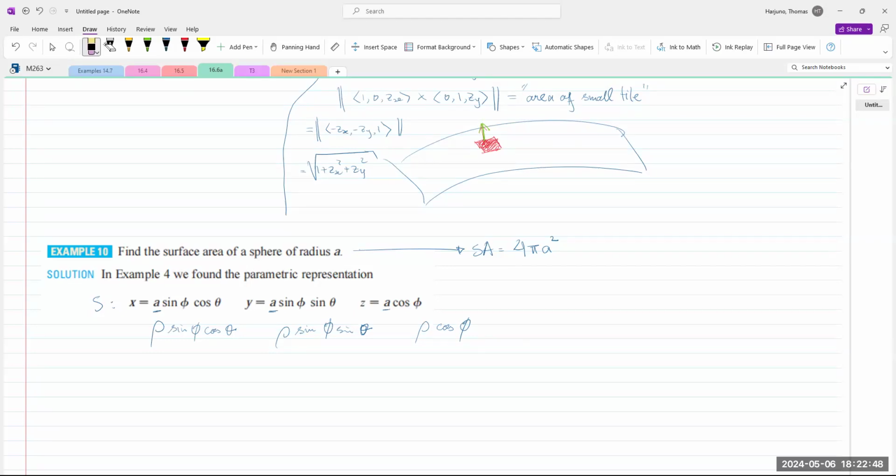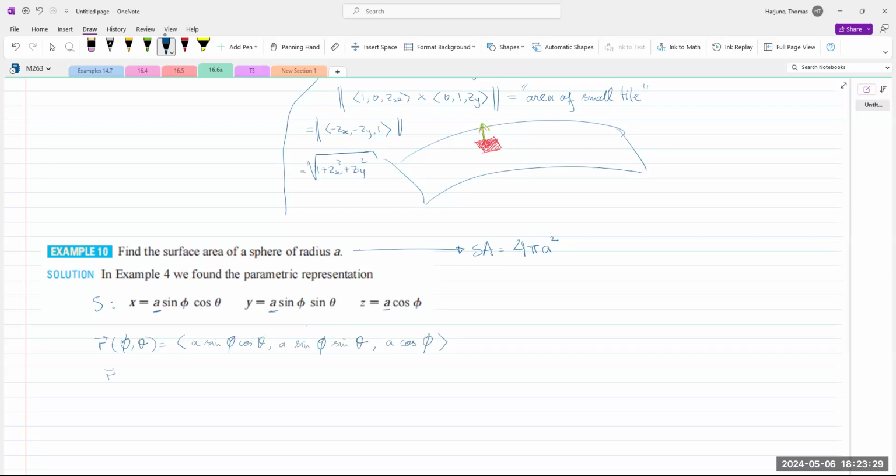Okay, so instead of giving us a ball, let's say it will give us a sphere. Now the setup is actually painful, but let's do it at least once, right? So r of phi, theta equals a sine phi cosine theta, a sine phi sine theta, and a cosine phi.